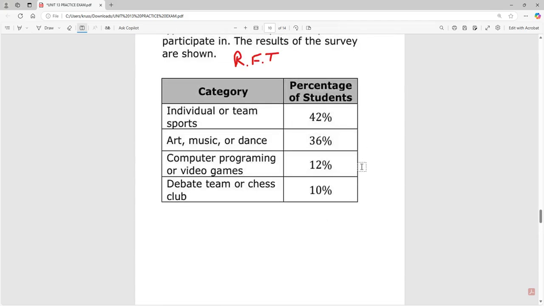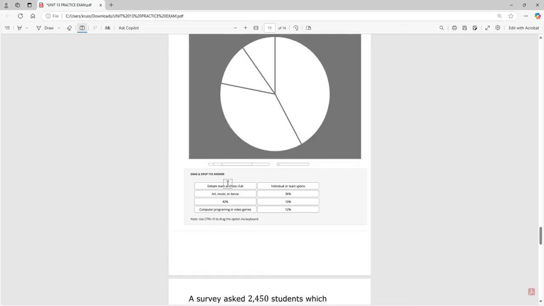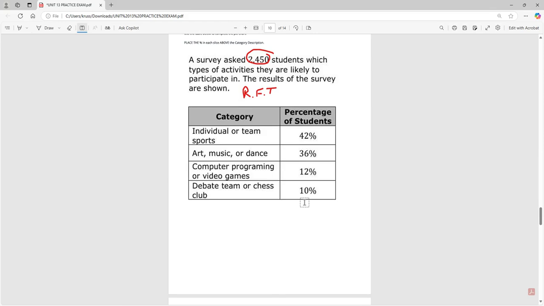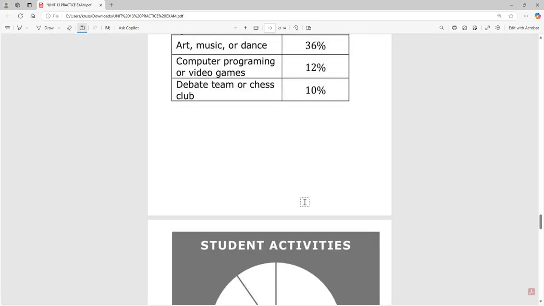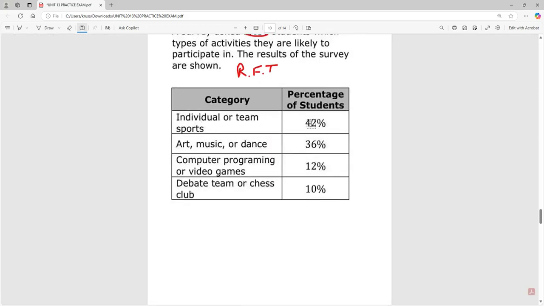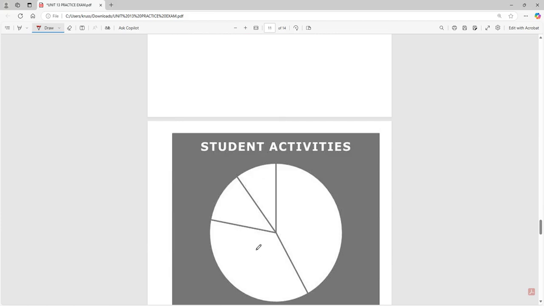Not in this question. So it says drag and drop. This is a drag and drop, right? So let's take a look here. Can I make this? No, I don't think I can. All right, so individual sports teams, I'm going to call that individual sports team. That'll be red. All right, that's the greatest one. Okay, so this is the biggest one right here. This is 42%, and it's individual sport teams.